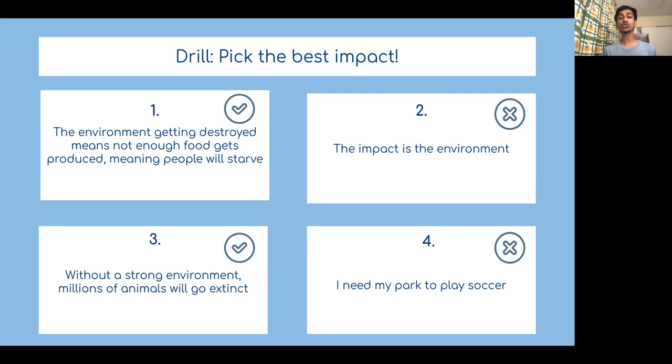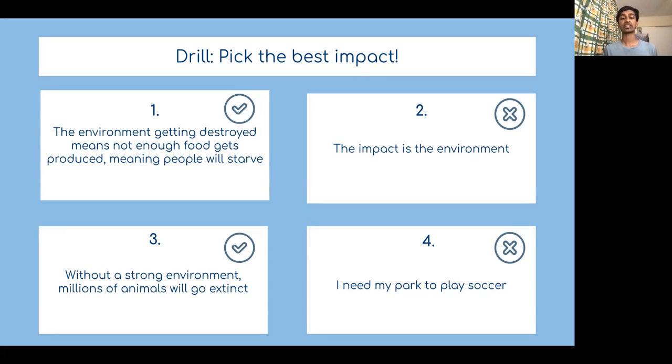That's also why the second impact doesn't work here, because you're not explaining why the impact to the environment is actually important. Now, the third impact is perfect because it says without a strong environment, millions of animals will go extinct. Again, you're taking a relatively simple impact, which is the environment, and tying it into something more important, which is animals dying out.